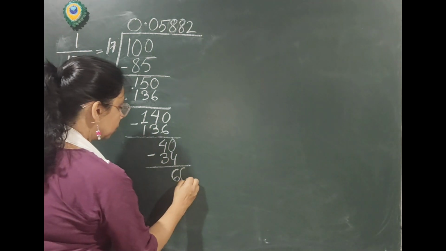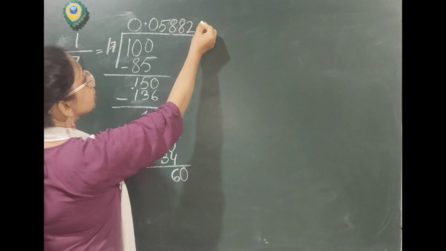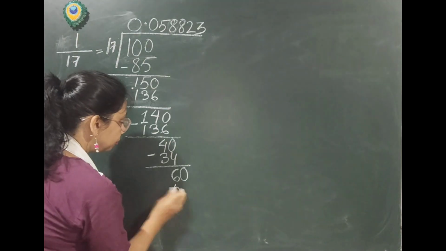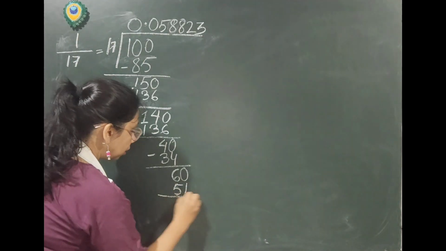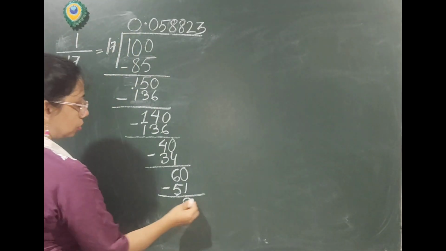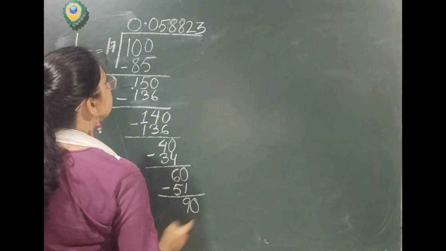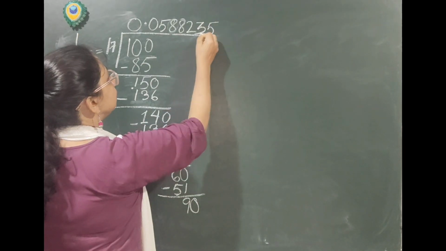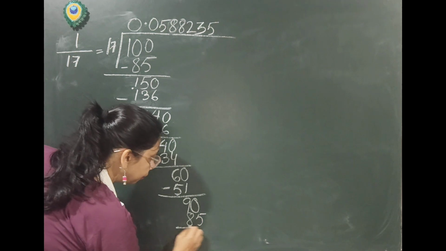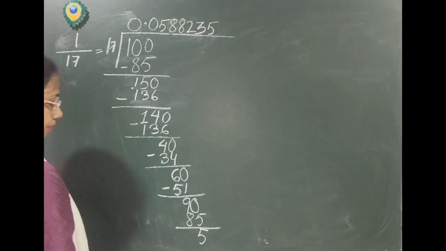Again 6 is less than 17, so let us take one more 0. Now 60, and 60 is greater than 51. So 17 threes are 51. If we subtract, we get 9. Let us take a 0 from the decimal point. Now here it is 90. 17 fives are, we know, 85. So if we subtract, we get 5 here.